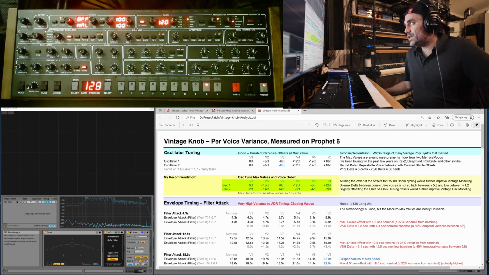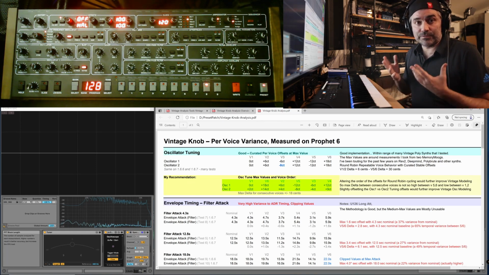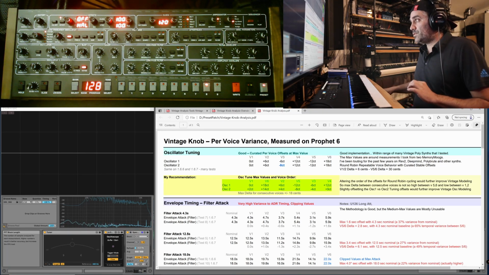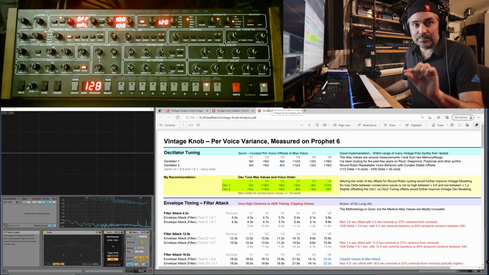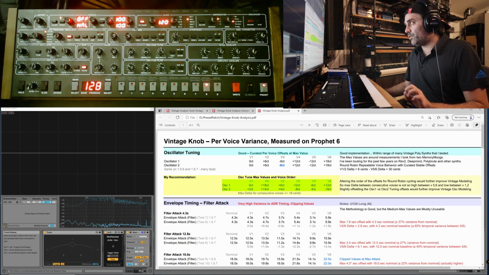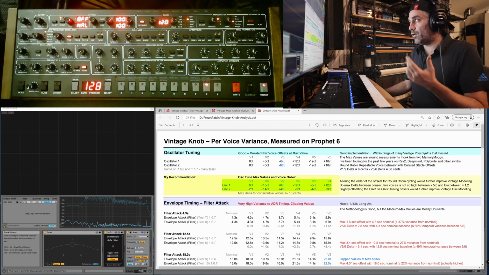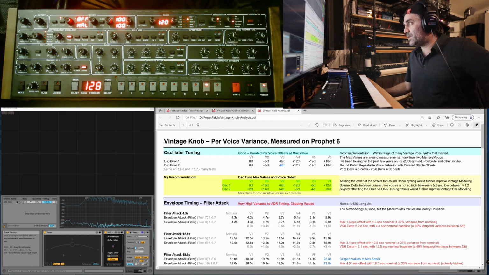So my recommendations for changing this are, well, first of all, the total range is very good. This is pretty much ideal in my eyes for a maximum value. This is what I measured when I measured some old memory Moogs, which had very similar offsets like this, having a plus 18 cent difference from nominal or a negative 12 cent difference.